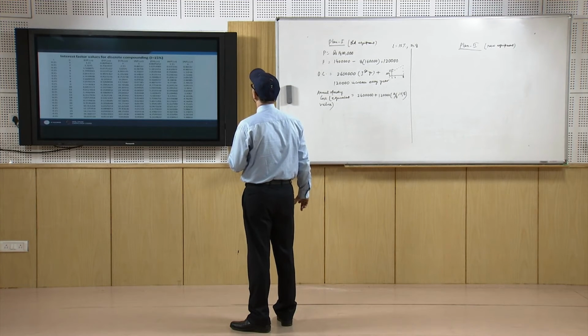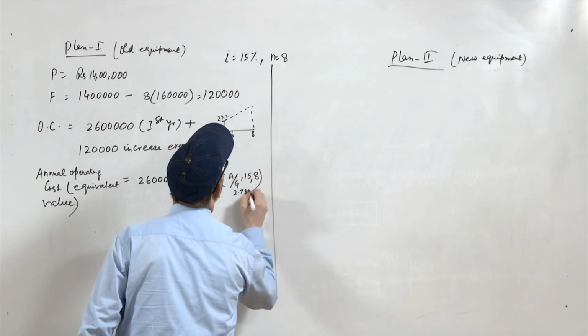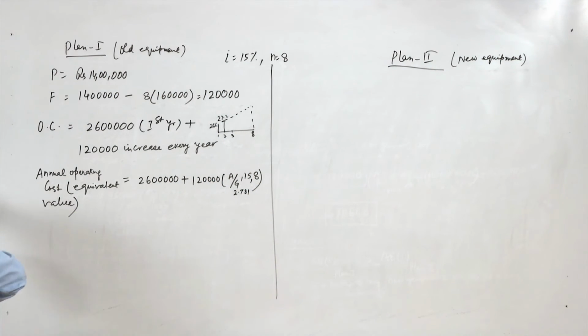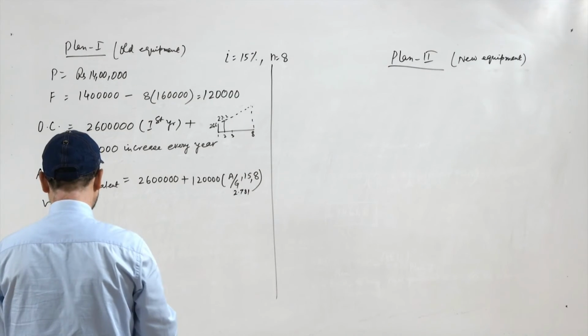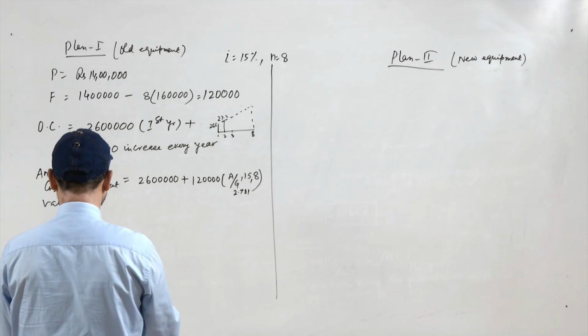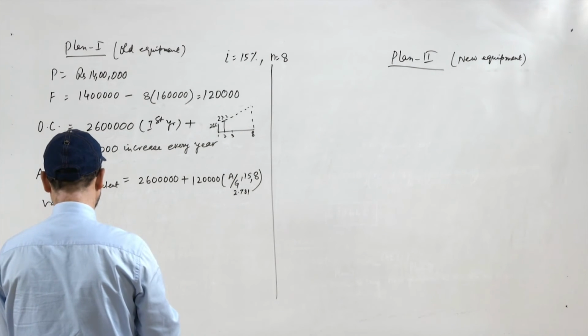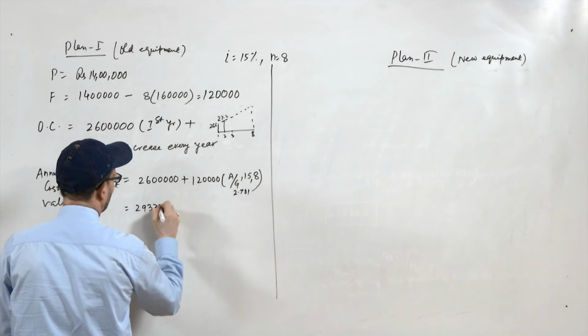A by G 15.8 will be 2.781. So, it will be 1 lakh 20,000 multiplied by 2.781 plus 26 lakh. It is 29 lakh 33,720.